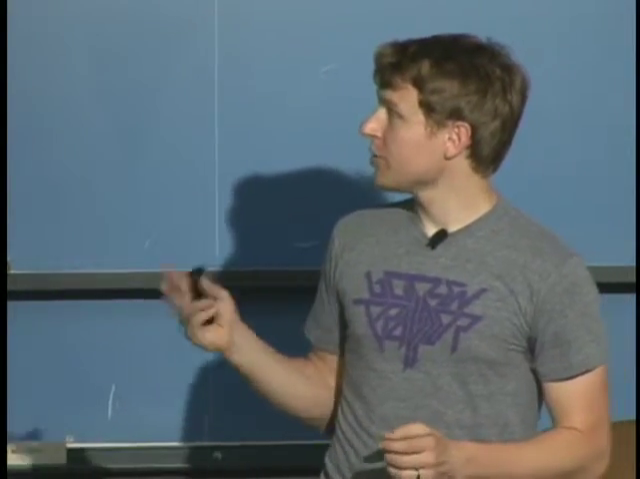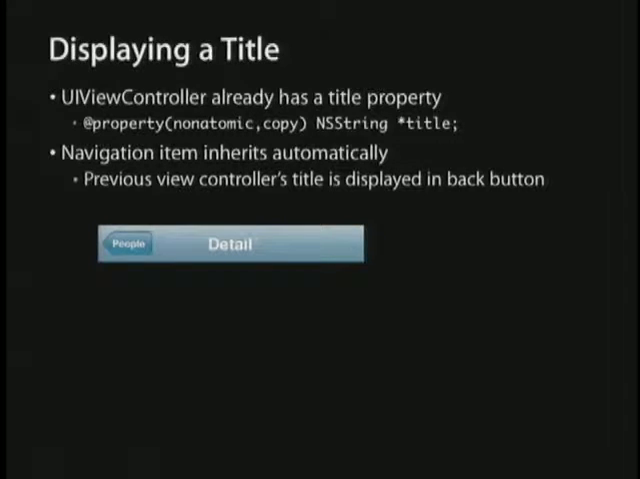Who owns whom? So let's talk about displaying a title. A title is actually an interesting case because titles are displayed in a lot of different places. You might want to display a title up in the navigation bar. You might also want to display a title in the tab bar. So it's a common enough thing that UIViewController itself actually already has a title property. It's declared in UIViewController.h. Just like we've used properties before, it copies the string, and it's just called title. And the navigation item actually gets this title from the view controller automatically.